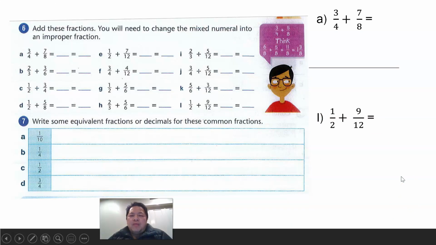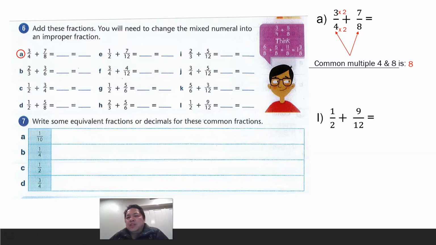Moving on. What about when we have fractions that you add together and then we get an improper fraction? For this part, you're required to change it into a mixed numeral. So how do we do that? Let's do the same thing again. 4 and 8. The common multiple of 4 and 8 is 8. So to get 8, I times 2 to the denominator and times 2 to the numerator. There's no change to the right fraction again. That's how I get 6/8 plus 7/8. That's how I get 13/8. So convert 13/8 into a mixed number. You get 1 and 5/8.